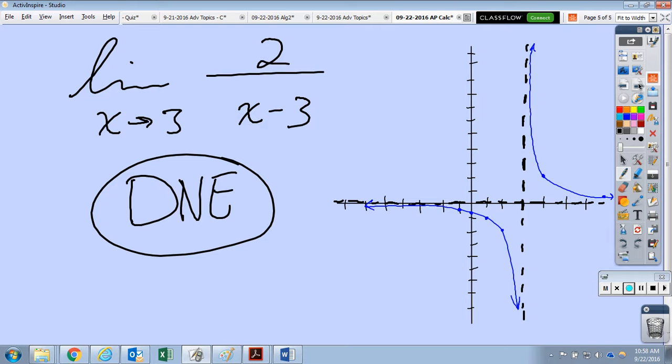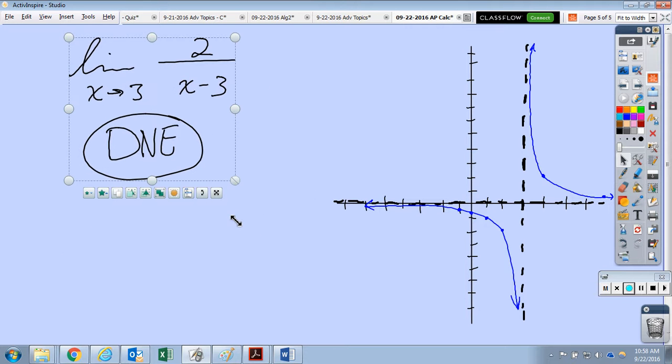Does not exist. But if we took this, yes? If you have a graph that has a vertical asymptote, and it also looks like that with the curves, is there always going to be a horizontal asymptote at 0?